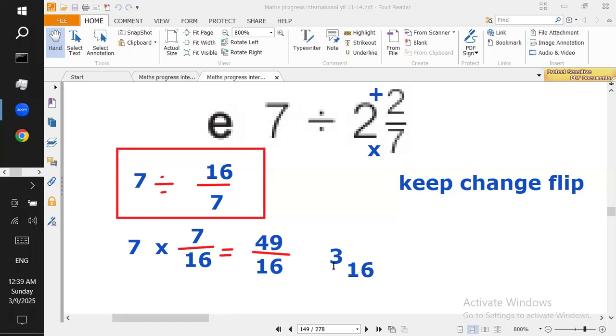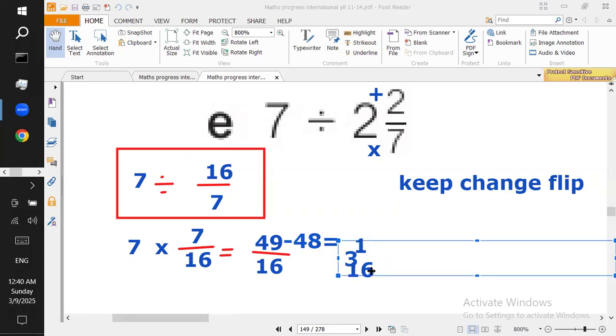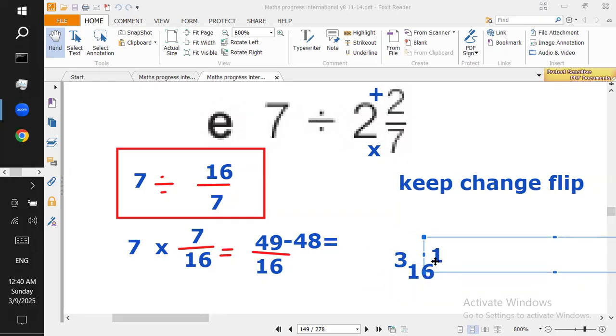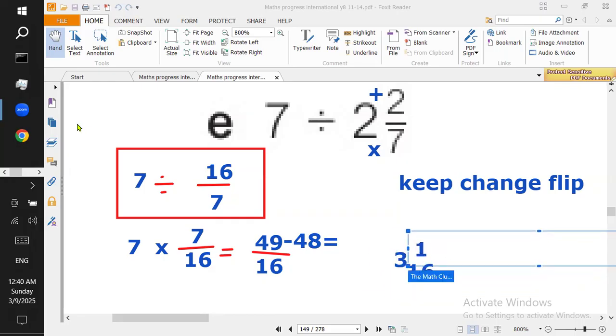Now when you multiply the 3 by 16, it will give you 48. Now you take the 48 from the 49. So minus 48. So equals what? Very good. Equals 1. So you write the 1 here. So the final answer will be 3 and 1 over 16. Like this. Let's put it here. Yes, 3 and 1 over 16. And this is how you answer a question like this.